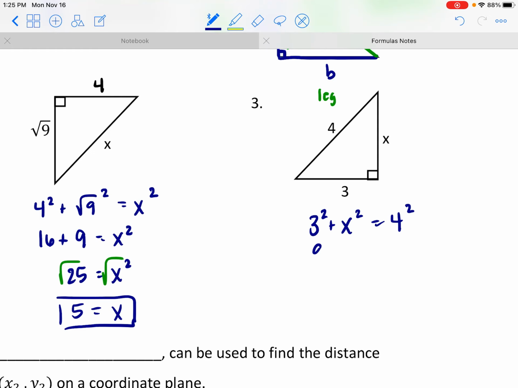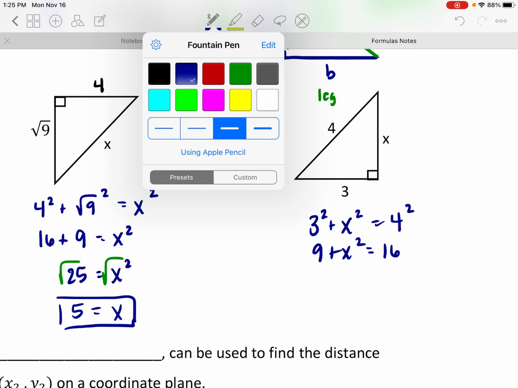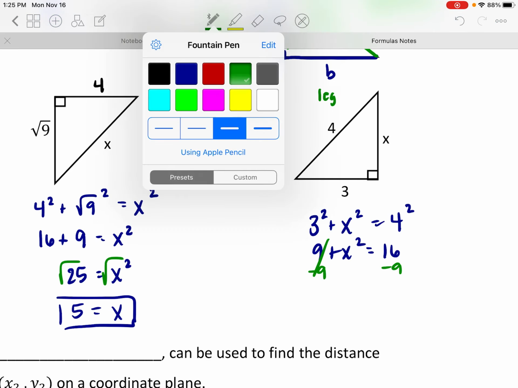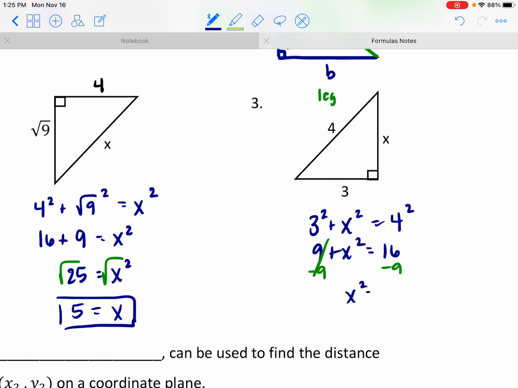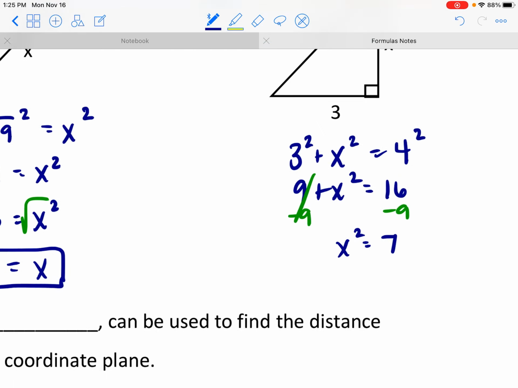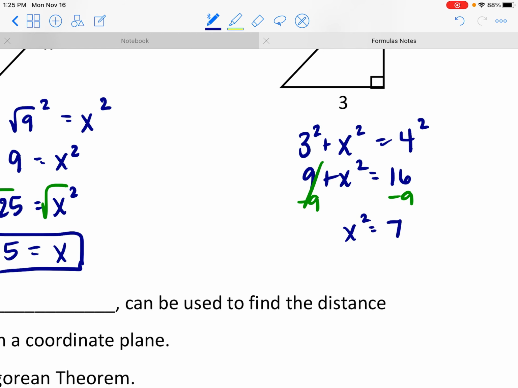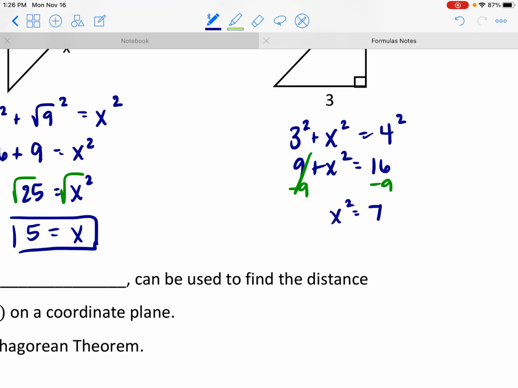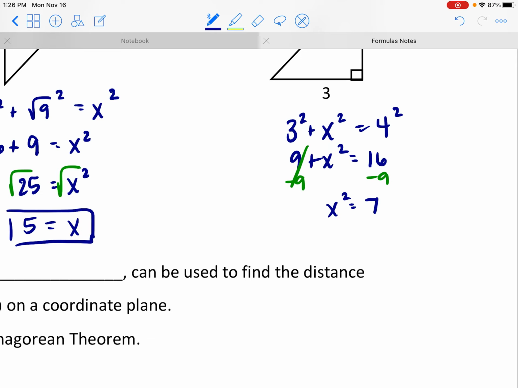So 3 squared makes 9. 4 squared makes 16. I can subtract 9 from both sides, which means x squared has to equal 7, and this is why it's important to know how to solve from here. In the previous two, I knew what number squared was going to make 25. I knew what number squared was going to make 144. I don't know what number squared makes 7, so it's important to know that I have to take the square root to solve, and that's going to make my answer the square root of 7.